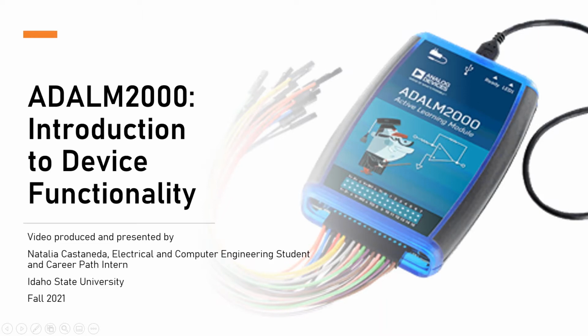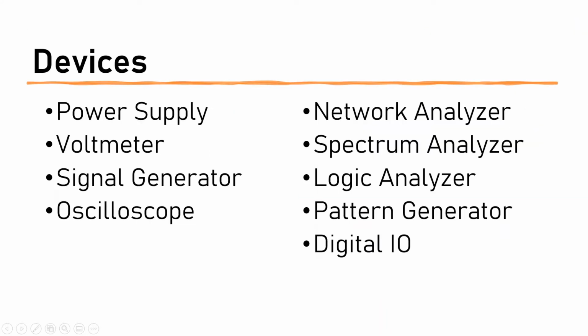The M2K is a device that is capable of providing the functionalities of several different types of analog and digital electronic lab equipment. In this video, we will briefly discuss the 9 devices that can be represented by the M2K. These include a power supply, voltmeter, signal generator, oscilloscope, network analyzer, spectrum analyzer, logic analyzer, pattern generator, and digital I/O.